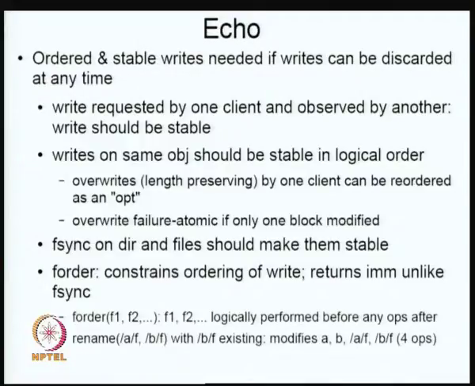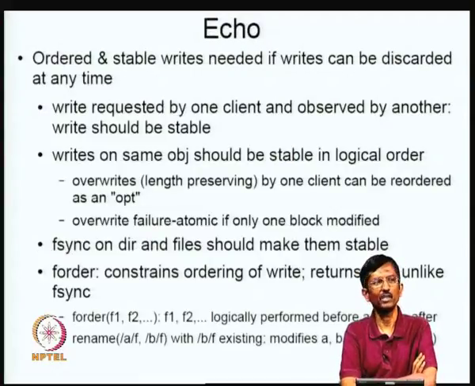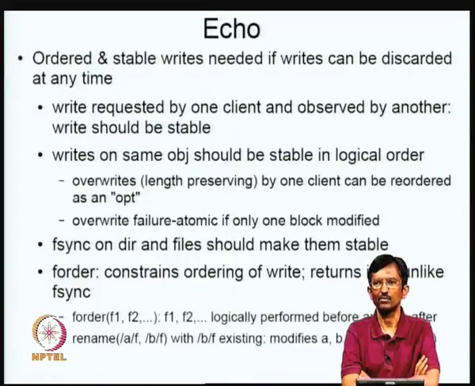And that is the reason why they have this particular notion that an overwrite is failure atomic only if one block is modified. Again, why is this the case? Because notice that if you want to do overwrites, it is basically a read, modify, write. You have to read it, update it, and then flush it back to disk. If you are going to have this reordering as an optimization, then you can't really guarantee failure atomicity, which is not possible. That is why these two things are connected.